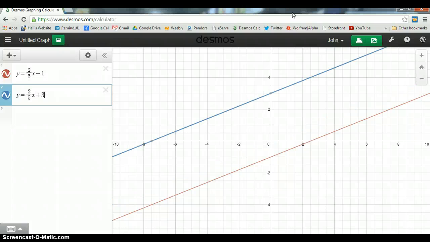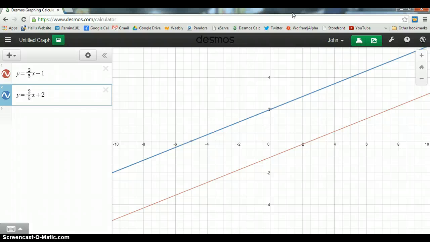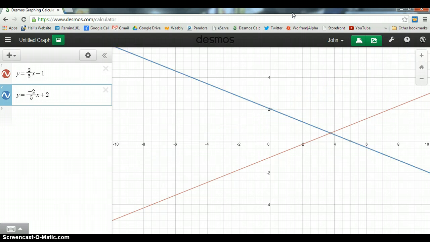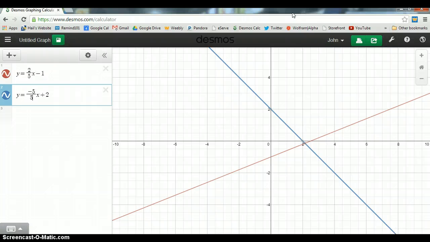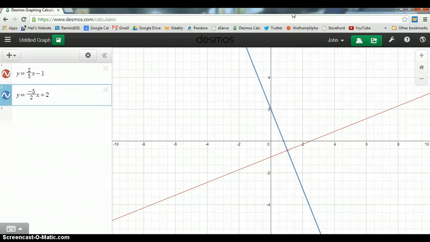I can do +3 if I wanted to, or if I change that number at the end, it's going to shift the line up or down. But you can see those two lines are in fact parallel. They never intersect. Now if I wanted to make these lines perpendicular, I only have to change one thing. Let's go back here where I have a slope of 2/5. Let's make that slope -5/2. And now you can see that those lines intersect at a right angle.